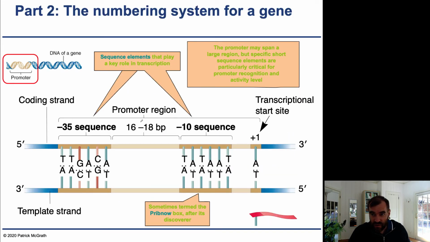So the promoter may span a large region, but specific short sequence elements are particularly critical. You can see we're only talking about 12 base pairs. So these 12 base pairs are pretty critical for regulating and allowing the initiation at the promoter site. This part in the -10 region is called the Pribnow box, after its discoverer, and it is something like TATAAT, and then the -35 region is TTGACA.